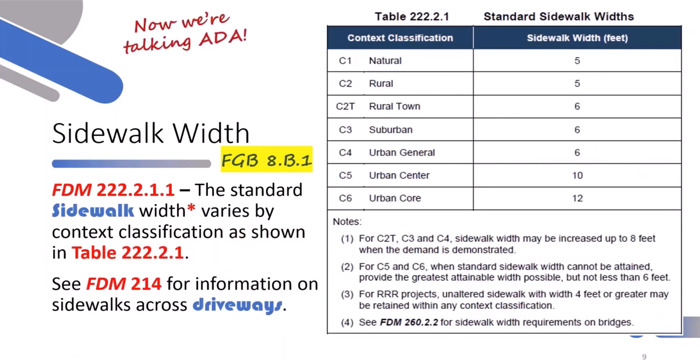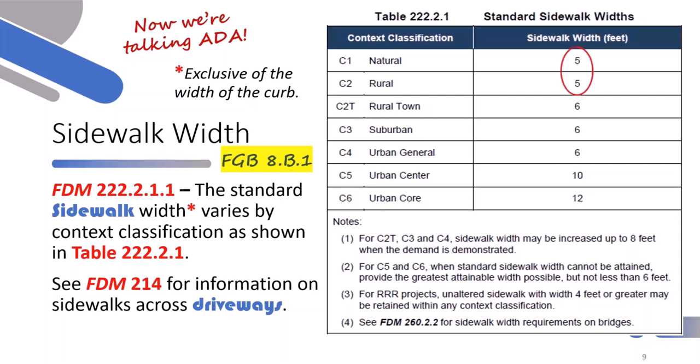The first real ADA element that we're going to talk about is the unobstructed clear width. And as you can see, hopefully on your screen, is Table 2.1, and this table applies to new construction and reconstruction. But I want to emphasize that the unobstructed clear width cannot include the top of the curb. The top of the curb is not part of the walking surface, so you cannot include that in your measurements for unobstructed clear width.